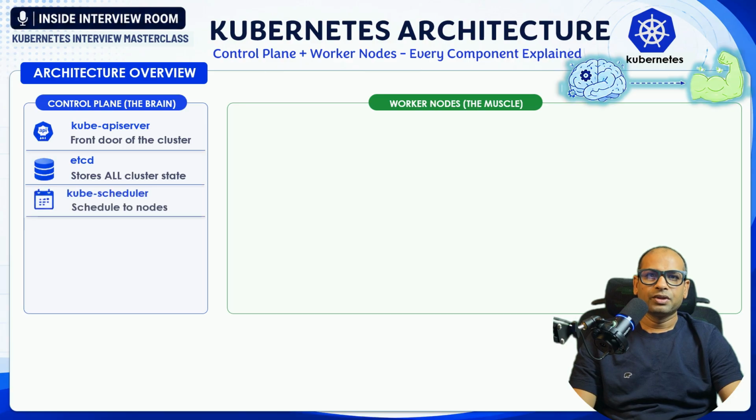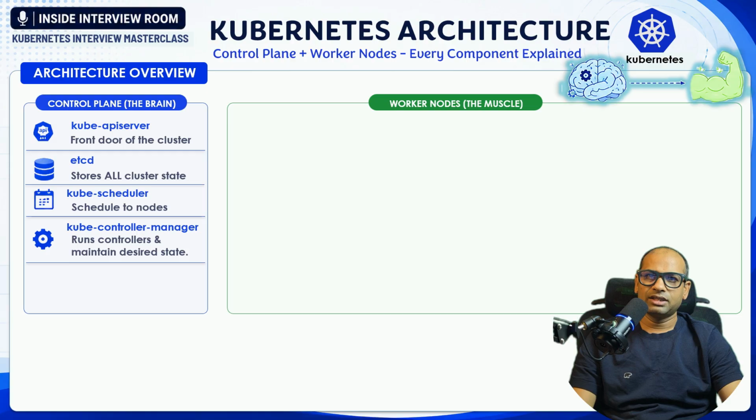Kube scheduler. When a new pod needs a home, the scheduler is what looks at every node and decides which one it should run on, based on free CPU, free memory, or affinity rules and taints. It doesn't run the pod, it just makes the placement decision and writes it down.